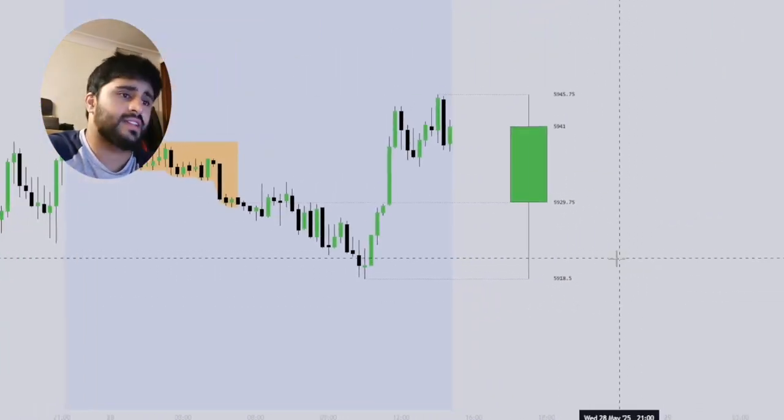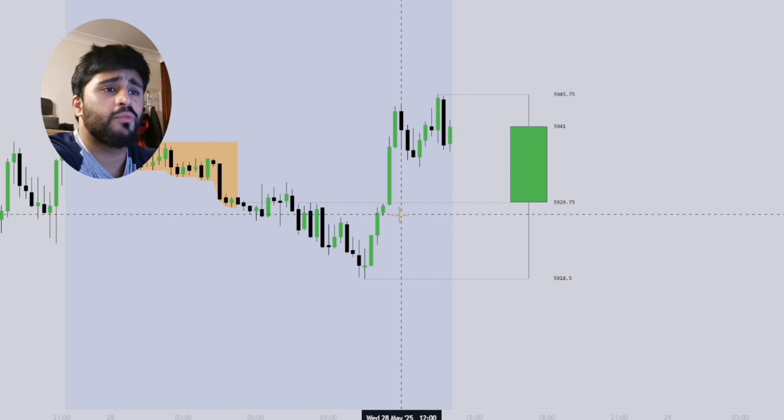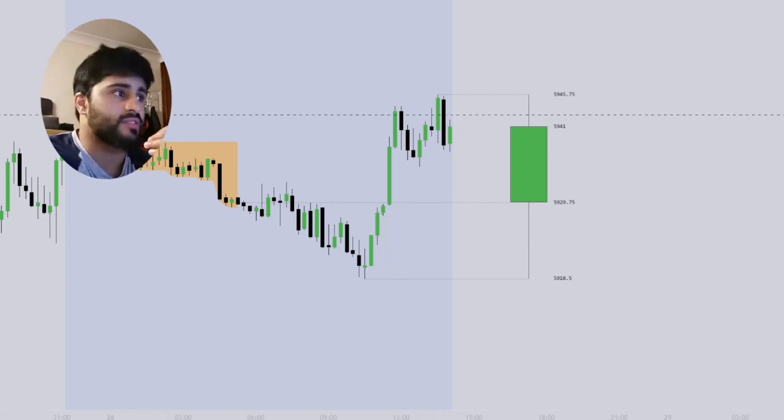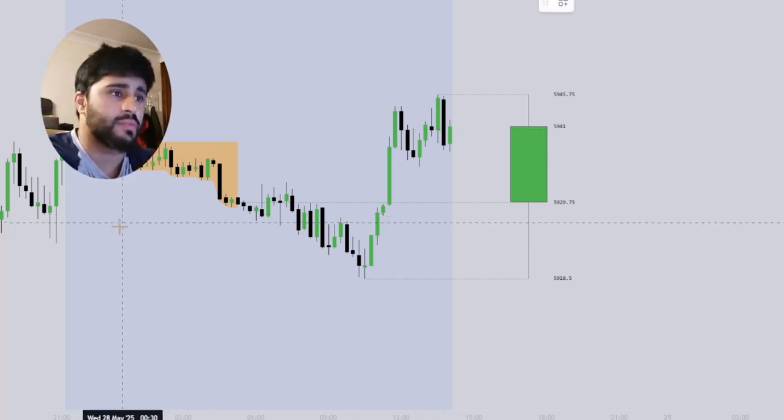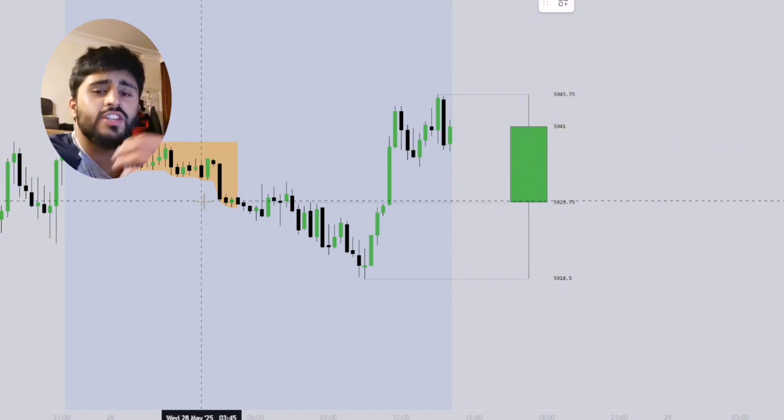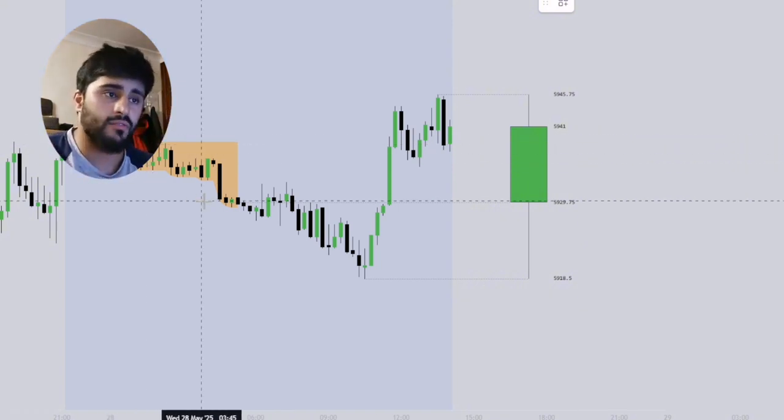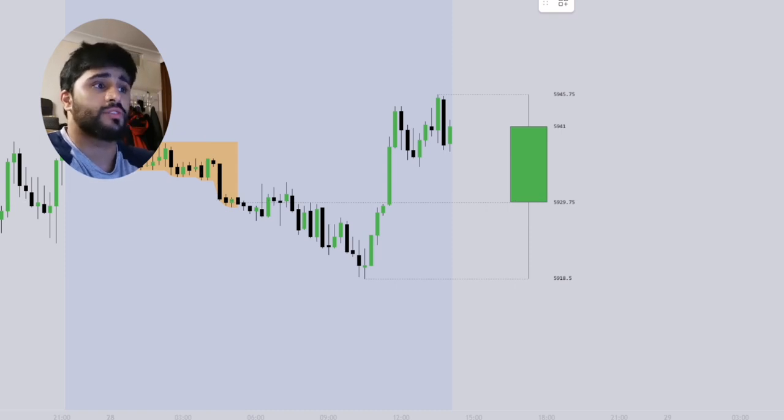So the first thing to understand is this. This here was a classic 2-phase manipulation, right? So let me give traders a little bit of detail on how the 2-phase manipulation works. This is the Asian range. Now, the Asian range is responsible for building and generating liquidity, right? We have buy stops above and sell stops at the bottom.